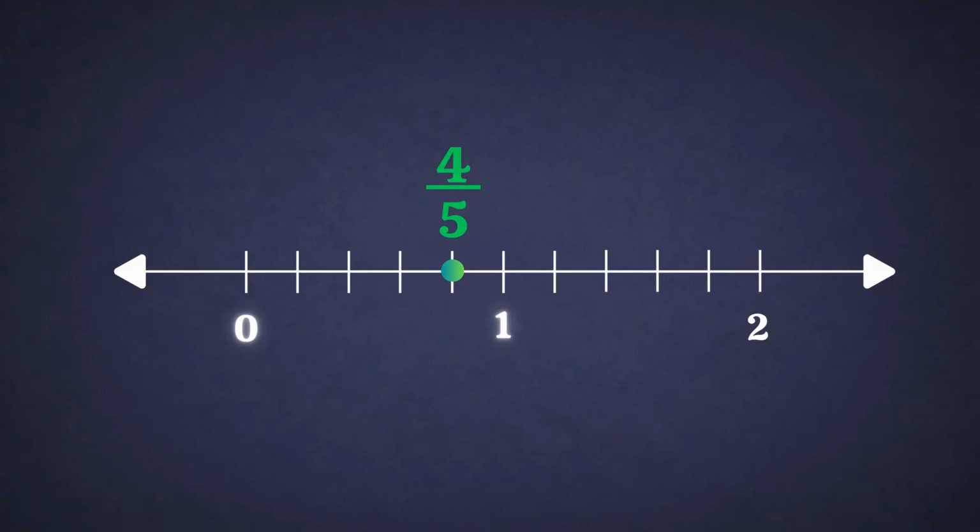Isn't it cool? Let's keep exploring. How many equal parts do you see now? 10. Excellent. Look at the star. In which position do you see it?